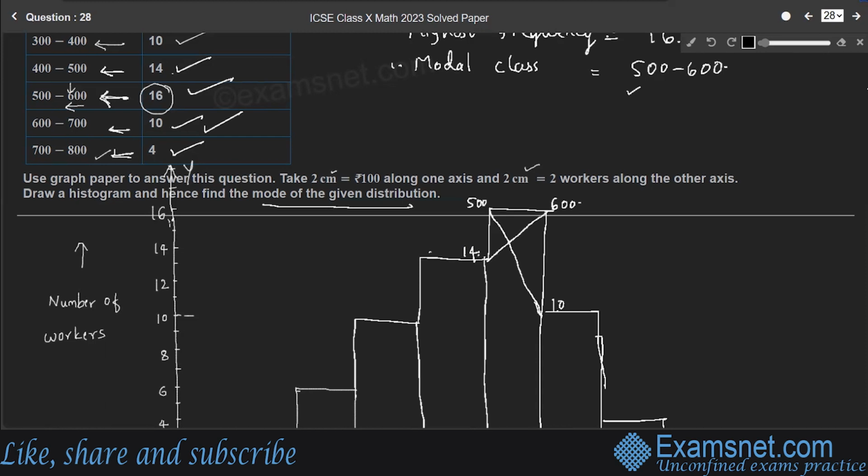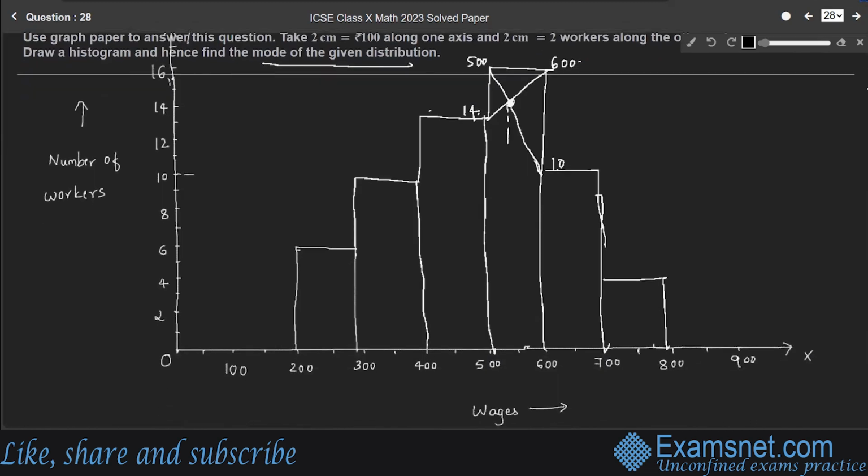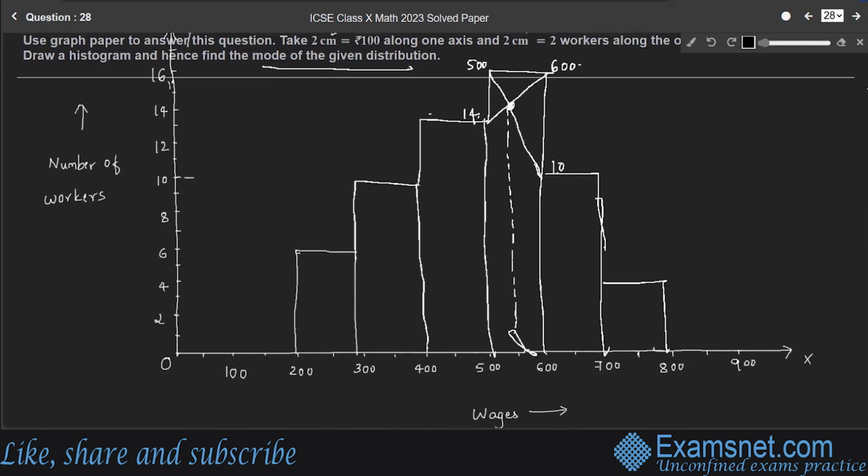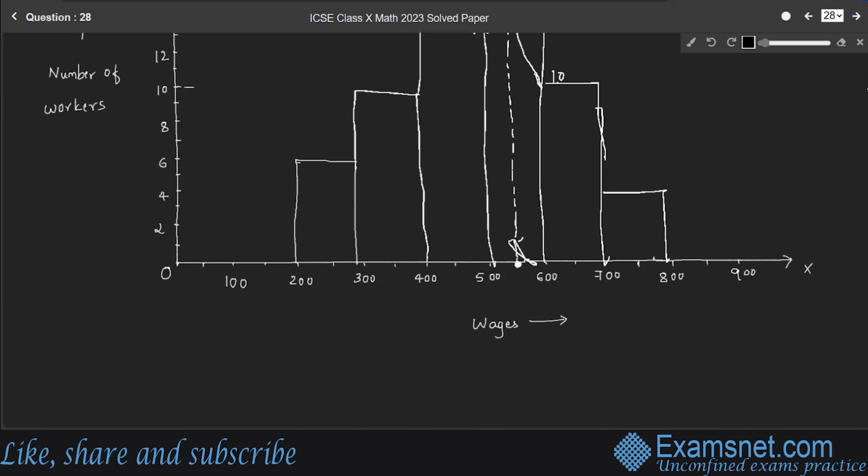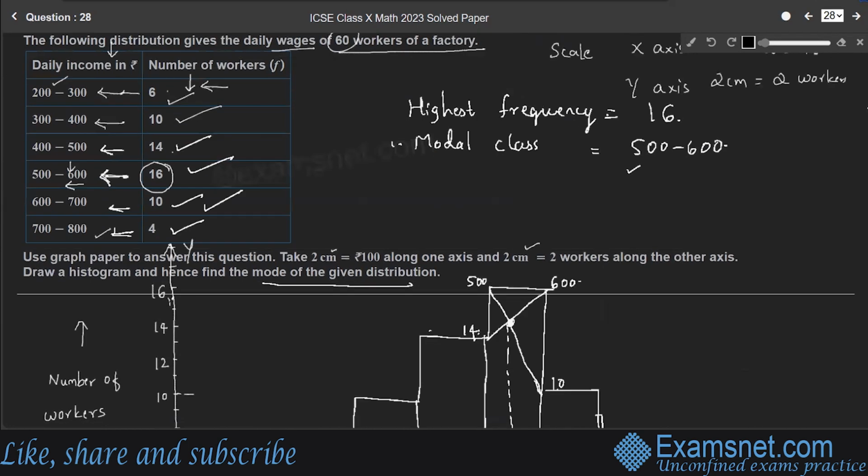This is the previous frequency. The next frequency is 10, right? So let both the lines meet at a certain point. From that point, draw a dotted line to the x-axis, right? So let it meet the x-axis at some point. So this point will be the mode of the given distribution. In your actual graph, you will get the mode of the given distribution as 525 approximately. Therefore, the mode of the given distribution is equal to 525. Hence the answer.